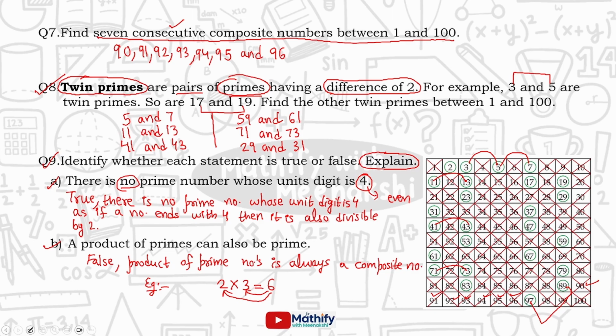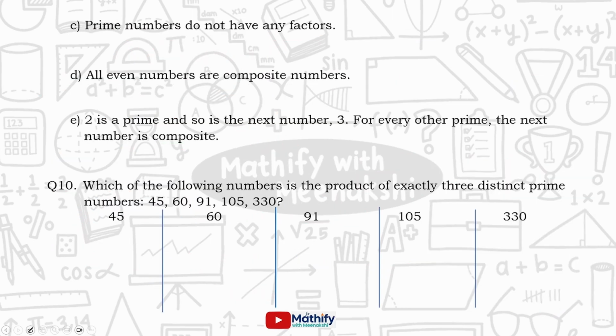Now let's move to C part. Prime numbers do not have any factors. No, they have two factors. So again it is false, as prime numbers have two factors, one and the number itself.